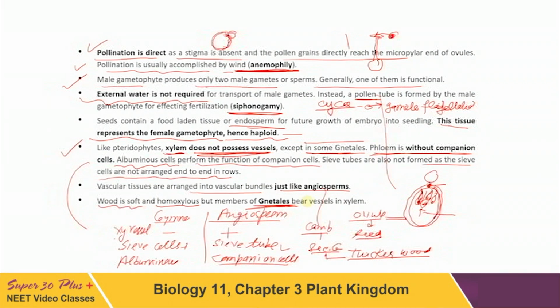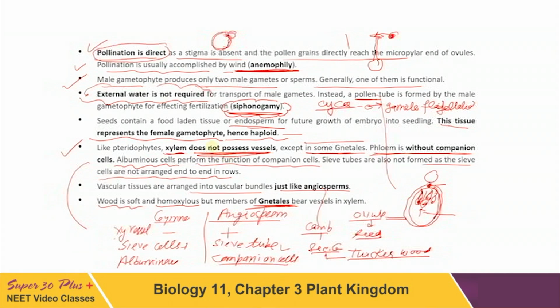Any doubt here? I may repeat once more: pollination is direct. The pollen will land on the micropyle. External water is not at all required here. The pollen will germinate and release the male gamete. Through this, a pollen tube is formed. It is known as siphonogamy. You have to remember it.